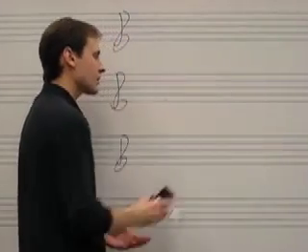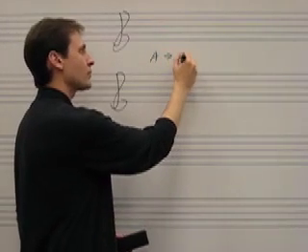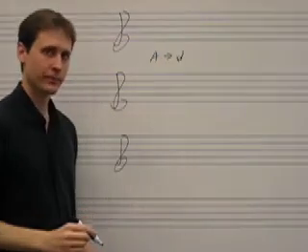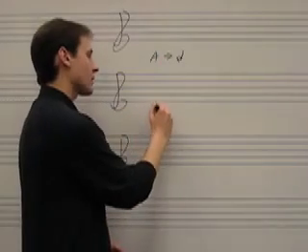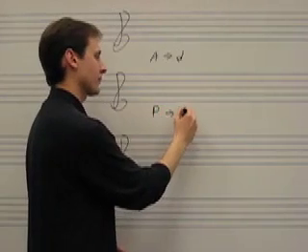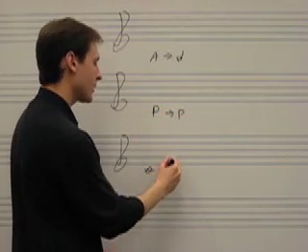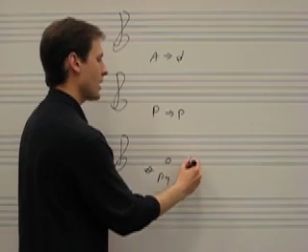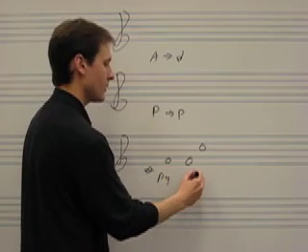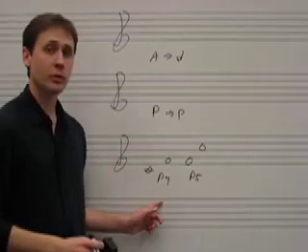Okay. In addition, augmented will also flip over to diminished, okay, and vice versa. Perfect, though, stays perfect. Okay? So, if we take that interval from the beginning, C to F, that's a perfect fourth. Okay? F to C is a perfect fifth. So perfect always stays perfect.